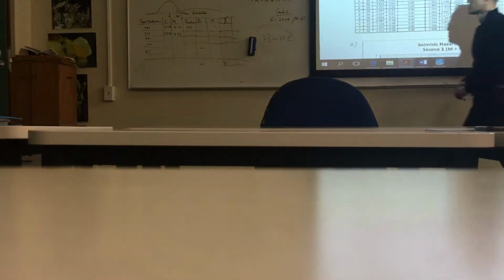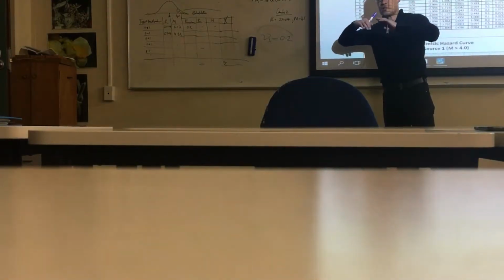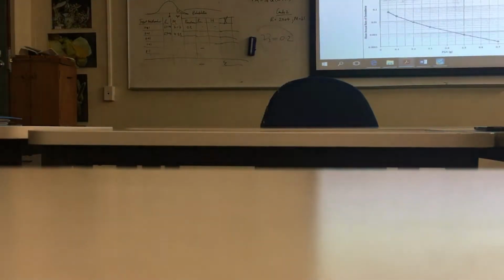Okay, sum those. Then I multiply all of that by the threshold rate of exceedance, which is 0.2. So that's the probability that a magnitude greater than 4 is going to occur. Okay, end up with that. And I do that for each of the target accelerations. Okay, so once I've got that annual rate of exceedance, I've got my seismic hazard curve. Now once I've got my seismic hazard curve, then I can answer these questions.